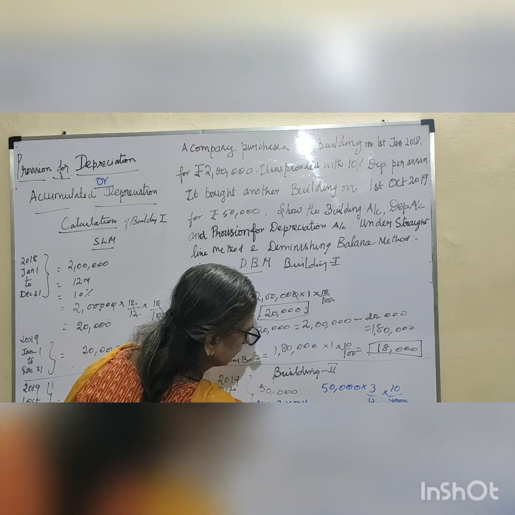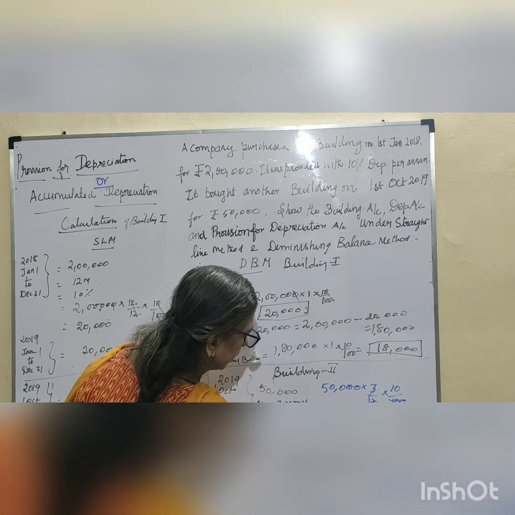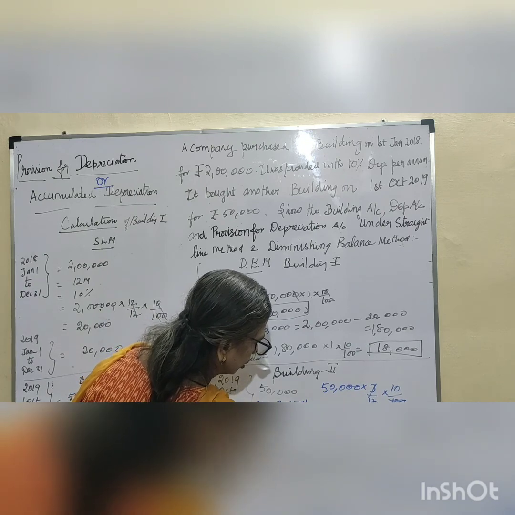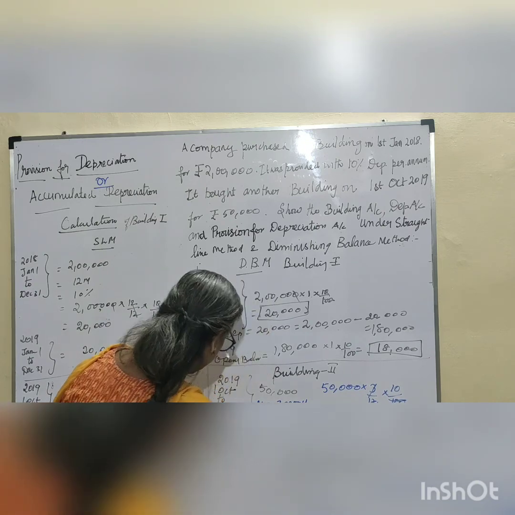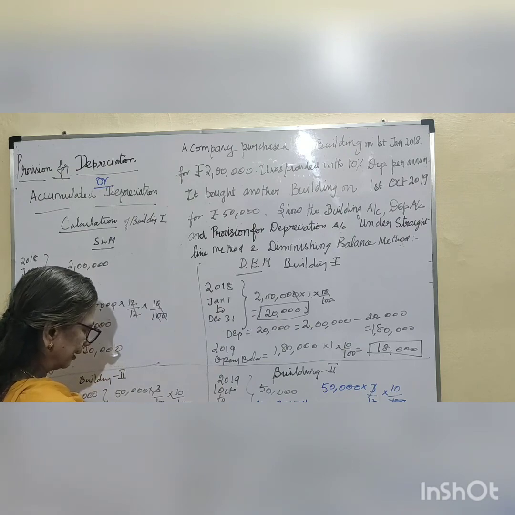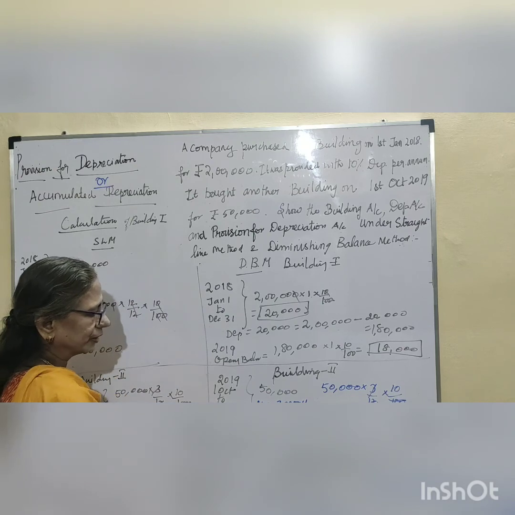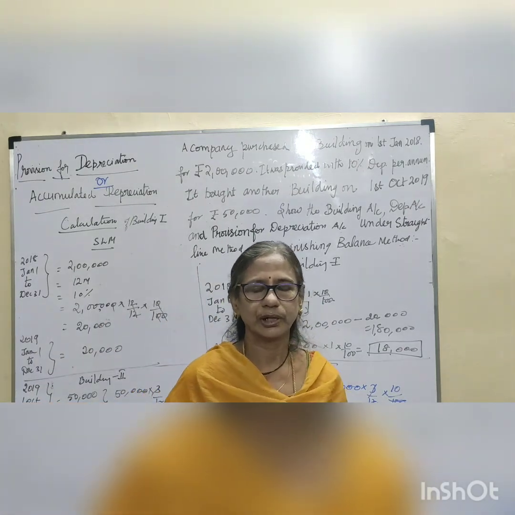These two zeros get cancelled. This will go 4 times, and 5,000 divided by 4 will get 1,250. It is the same. For the first year, the straight line method and the diminishing balance method give the same result for 3 months. Okay, now let us go to the ledger account.